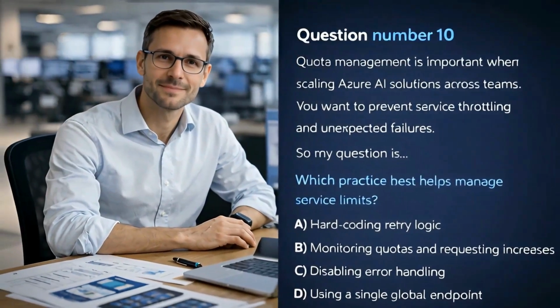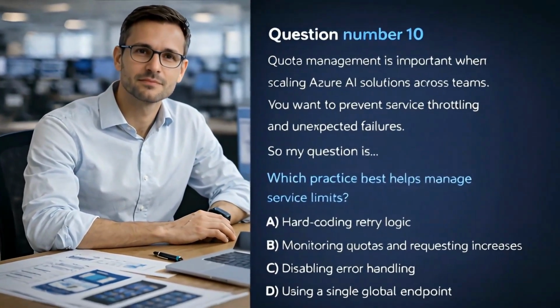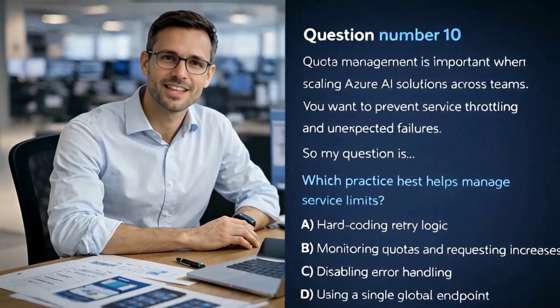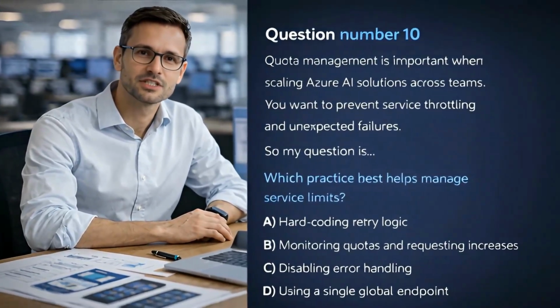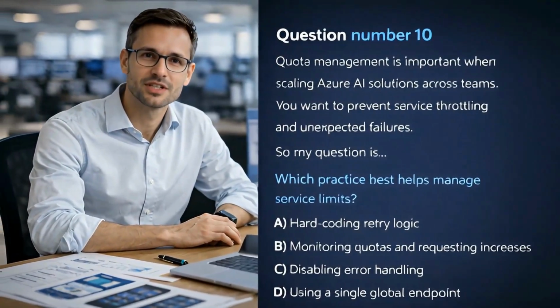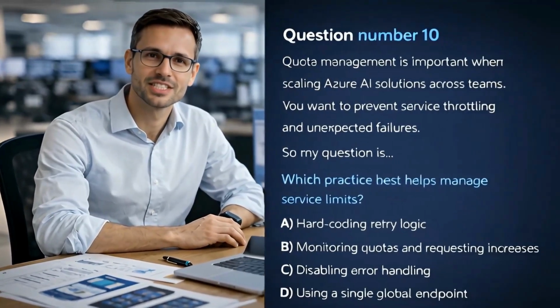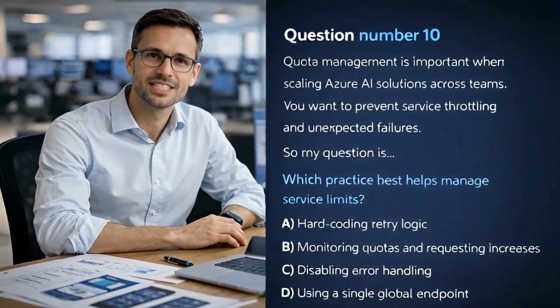Question number 10. Quota management is important when scaling Azure AI solutions across teams. You want to prevent service throttling and unexpected failures. So my question is, which practice best helps manage service limits? Options are A. Hard-coding retry logic. B. Monitoring quotas and requesting increases. C. Disabling error handling. D. Using a single global endpoint.